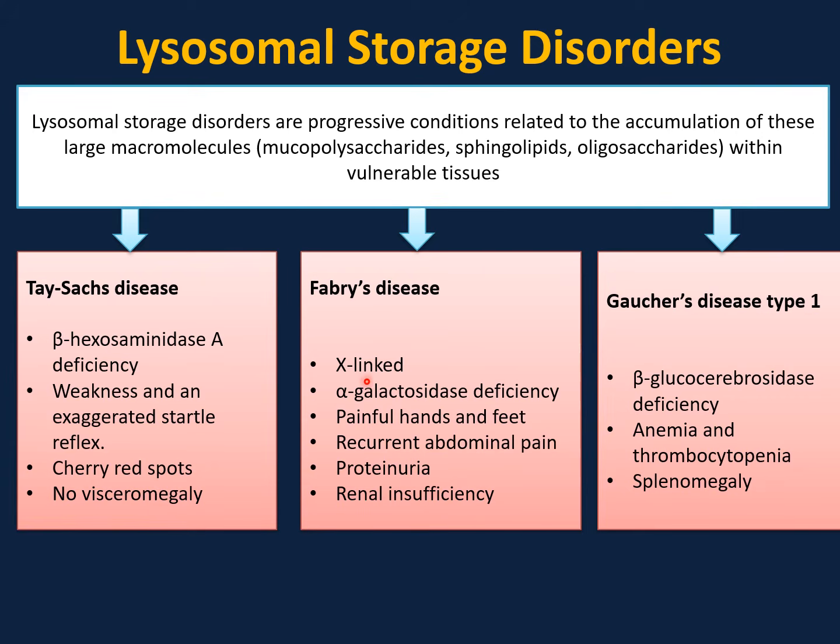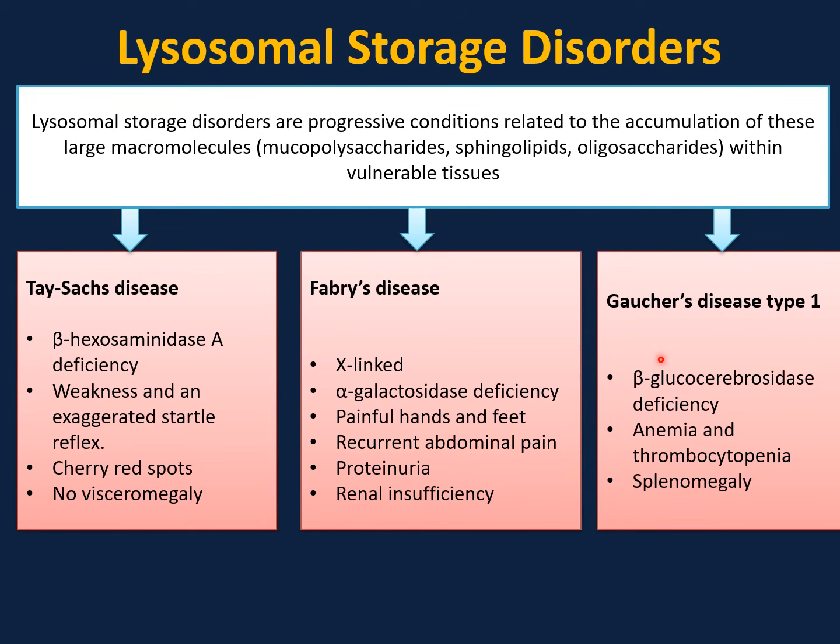Fabry disease is X-linked, associated with alpha galactosidase deficiency. The common presentation is painful hands and feet and recurrent abdominal pain. So Fabry, they present with fabulous pain, proteinuria, and renal insufficiency.